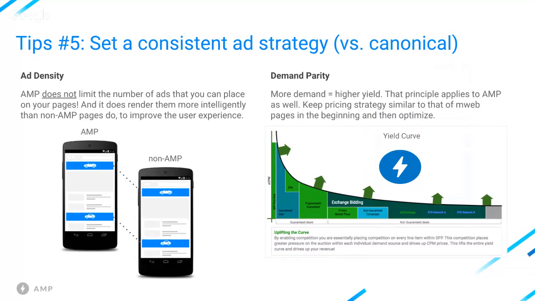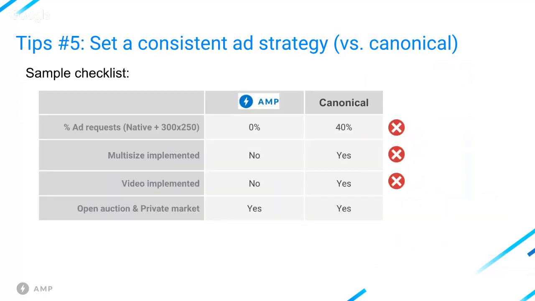Lastly, I can't stress enough, make sure that you have a consistent ad strategy between your AMP pages and Canonical. Do check that you have a similar number of ads, similar ad density, and the same demand parity. Here's an example of a checklist that I made for my partner. Note that this checklist can vary from publisher to publisher depending on your profile.